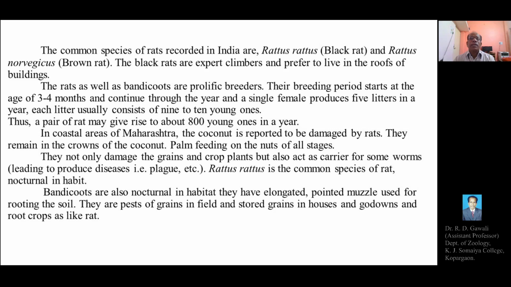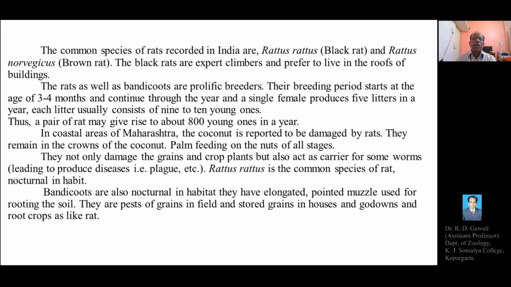The rats as well as bandicoots are prolific breeders, and their breeding period starts at the age of 3 to 4 months and continues through the year. A single female produces 5 litters in a year, and each litter usually consists of 9 to 10 young ones. Thus, a pair of rats may give rise to about 800 young ones in a year.